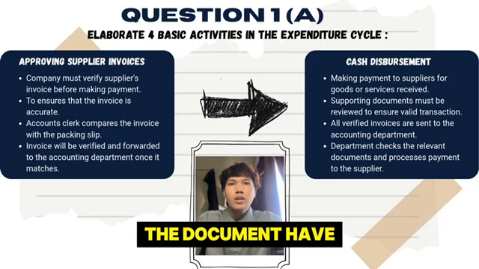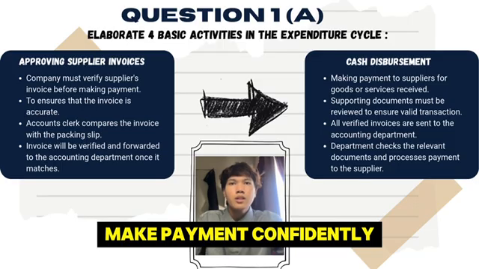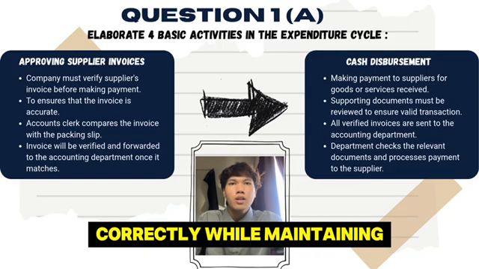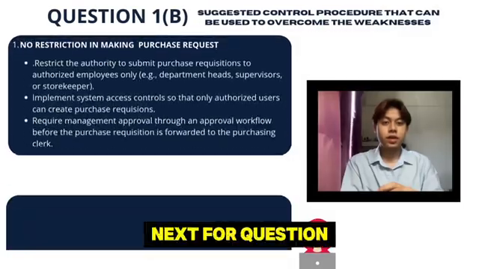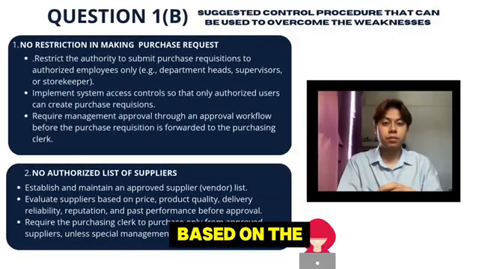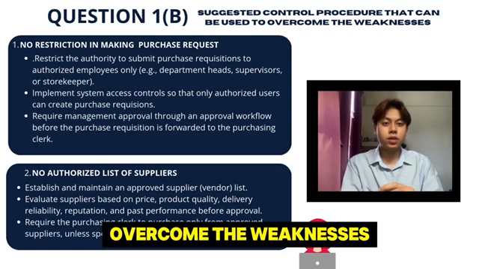Finally, once all the documents have been verified, the company can make payment confidently, ensuring suppliers are paid correctly while maintaining proper financial records and strong financial control. Next, for question 1B, based on the weaknesses above, suggest control procedures that can overcome the weaknesses.